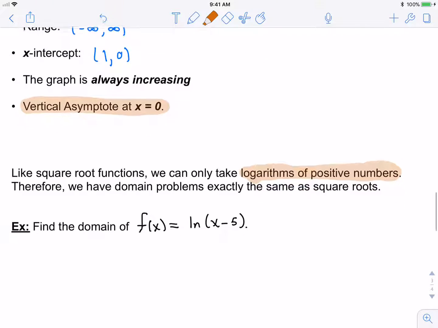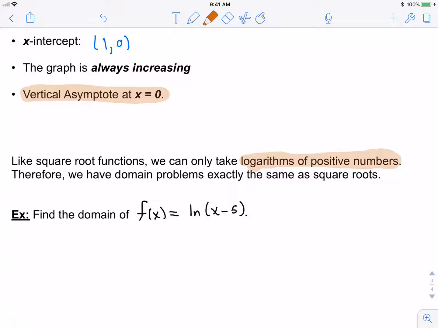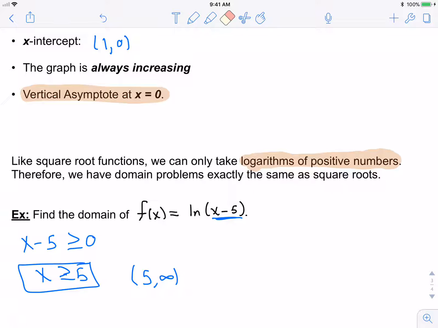So therefore, we have the same domain problems that we have when we look at square roots. This means that if we wanted to find the domain of some logarithm, we have to take the inside, set it greater than or equal to 0, and solve. So let's find the domain of f of x is equal to the natural log of x minus 5. And all we have to do is take whatever's inside the parentheses right here, make sure that's greater than or equal to 0, and solve. This one's easy. All we have to do is add 5 to both sides. And we see that our domain is all x values greater than or equal to 5, or 5 comma infinity. Now with logarithms, we don't want to use the equal to, we just want straight greater than. So square roots are greater than or equal to. Logarithms, we use parentheses, and we just use greater thans.